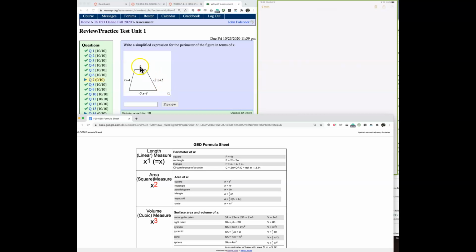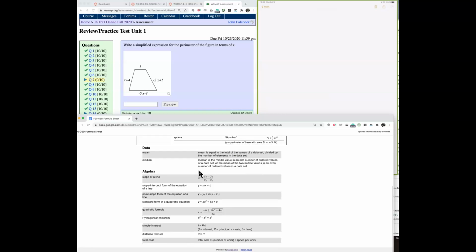So basically we have to add 1. Here's a friendly little number. And then we have these algebraic looking things, x plus 4, negative 2x plus 5, negative 5x minus 4. We just have to add those together. This plus this plus this plus this will give us the distance around, even though these units don't seem to make sense. So let's take a look at that.